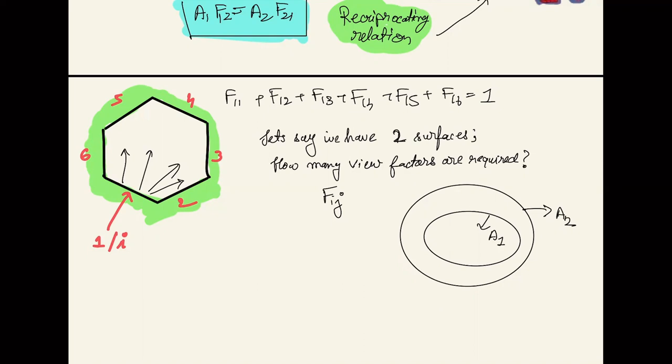Four. Yes, 4. Can you let me know how 4 view factors? Sir, F11, F12, F21, and F22. Yeah, yep. So we'll have 4 view factors. Correct. So what I can have, I guess, in just a moment.